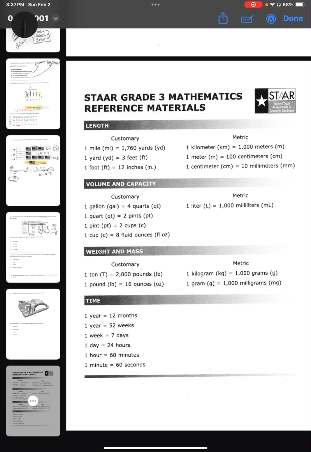If the kids will learn to be comfortable with finding information on this reference material sheet, they can typically answer any 3rd grade measurement question fairly easily, or at least get it down to a 50-50 shot at getting it correct. So let's go ahead and start looking at the questions and how we can use this chart to help us.